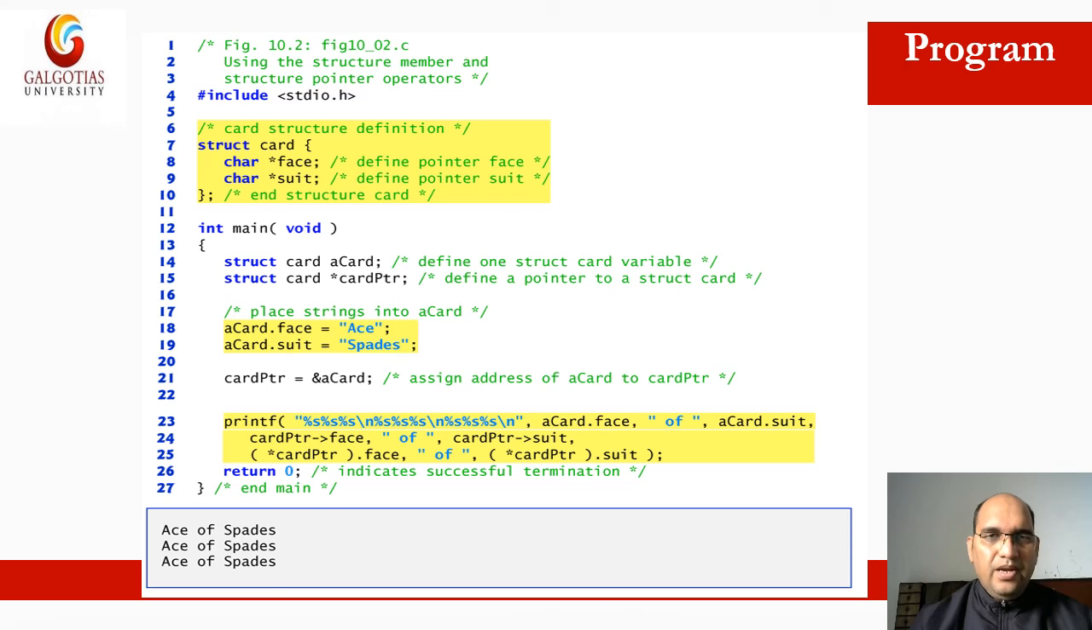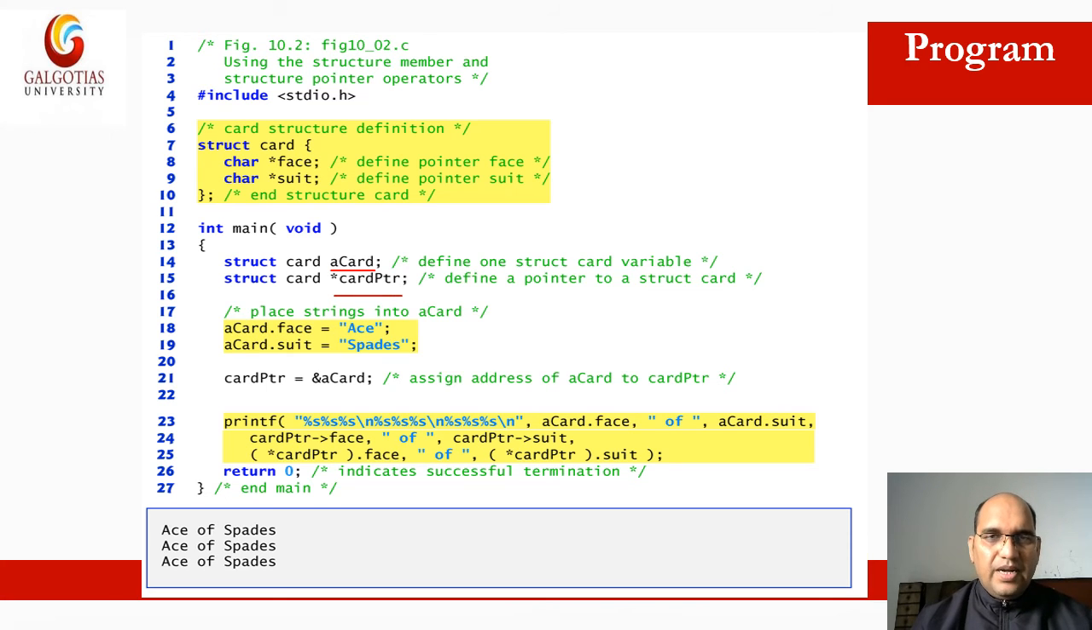So int main void. Now what we have done is we have declared two variables, a card and card PTR, right? So a card is a normal structure card variable. This is the declaration of a card, right? And the second one is the card pointer. So card pointer is a special kind of variable which can store the address of a struct card type structure, right? So the first one is the normal variable and the second one is your pointer variable, right?